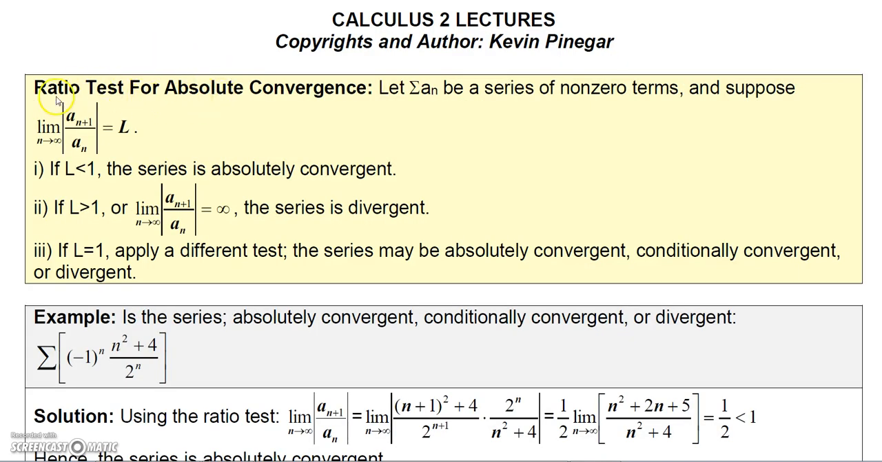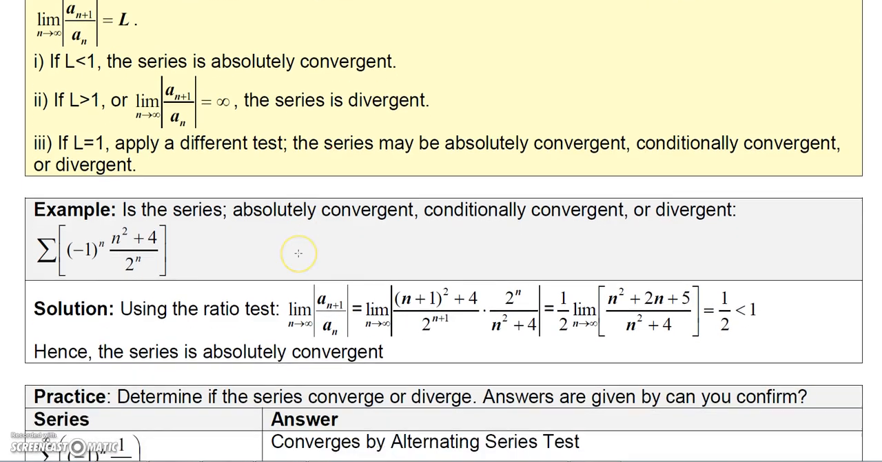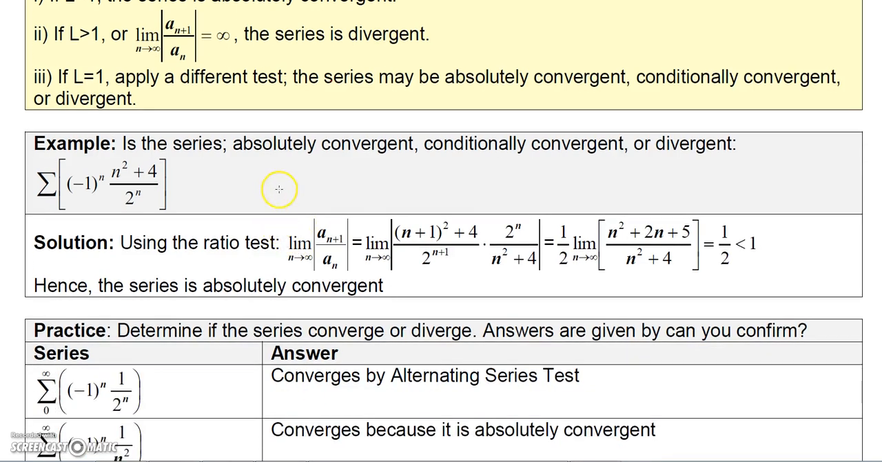Now there is a ratio test for absolute convergence. Let the series a sub n be a series of non-zero terms, and suppose the limit of the absolute value of the ratio of a sub n plus 1 over a sub n as n goes to infinity equals L. If L is less than 1, the series is absolutely convergent. If L is greater than 1 or equal to infinity, then the series diverges, and if L equals 1, we have to apply a different test because the series may be absolutely convergent, conditionally convergent, or divergent.